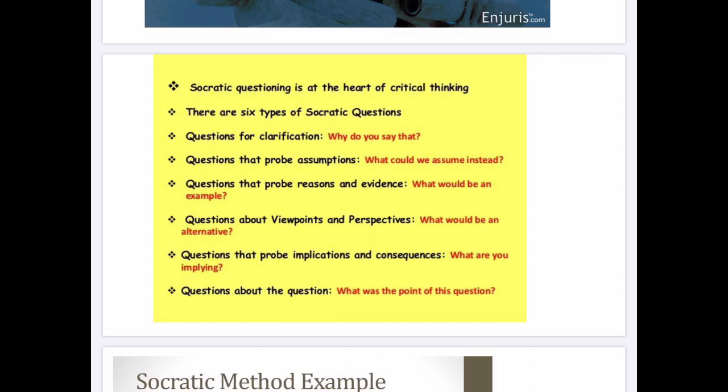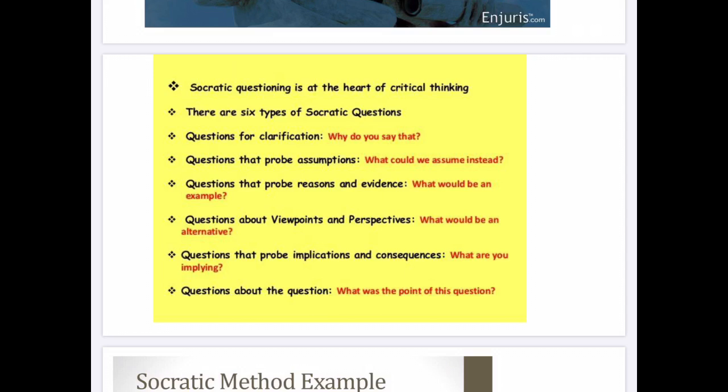There are questions about viewpoints and perspectives. An example is, what would be an alternative? So we want to examine anything that we believe to be true, or anything that we're examining. We want to look at it from another perspective and see if we can create another truth about it, which may unseat the original truth that we thought we knew about that topic.